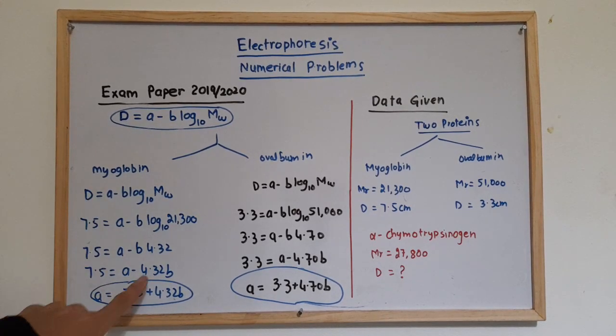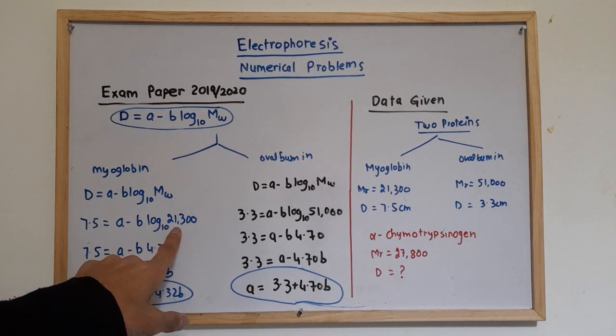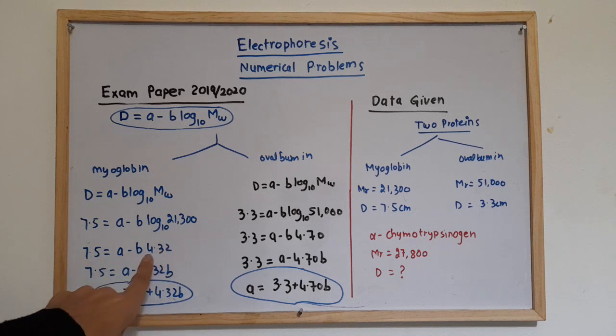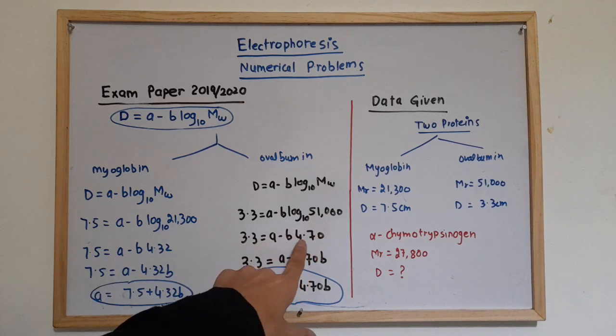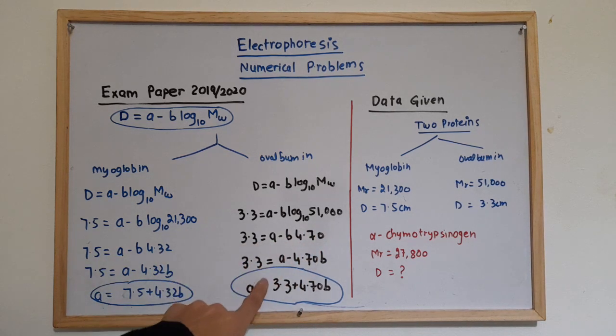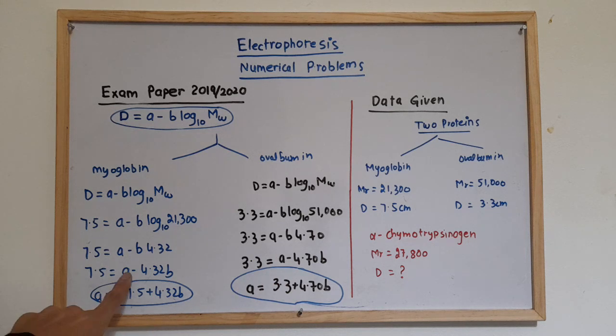Here when we place the values, log of 21,300 becomes 4.32, and log of 51,000 becomes 4.70. When we arrange this equation to find the value of A, it becomes 7.5 plus 4.32b, and over here 3.3 plus 4.70b. As you know, the left hand side of the equation is the same, so we can compare these values, 7.5 plus 4.32b with 3.3 plus 4.70b, to get the value of b.